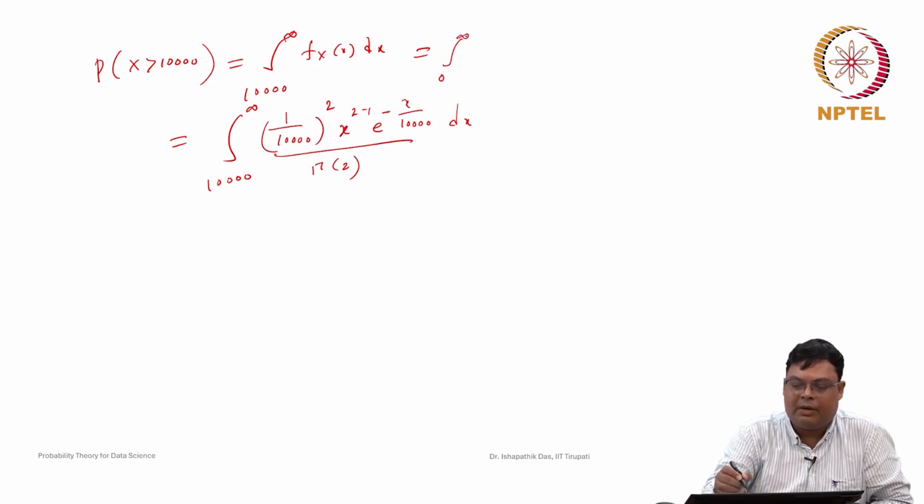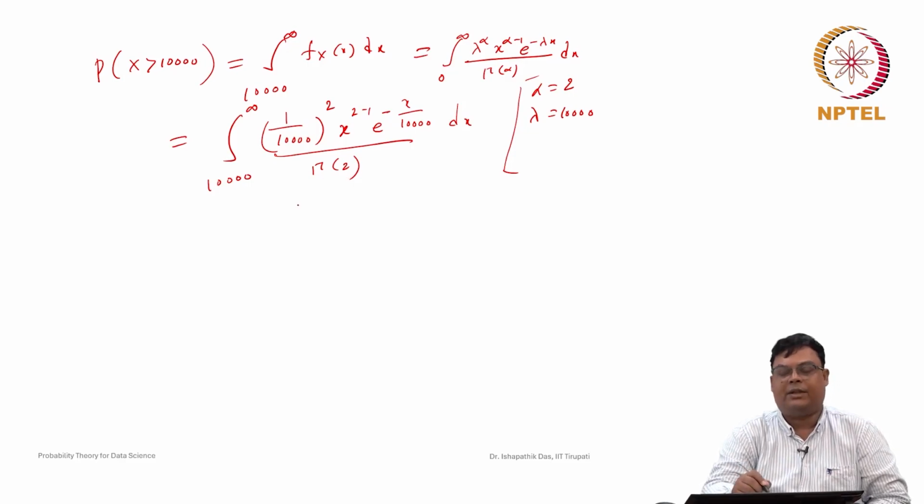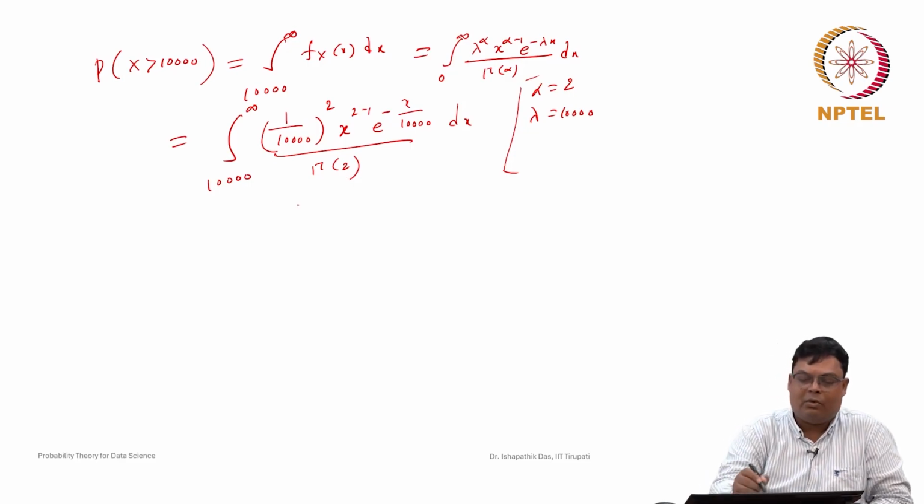Integration 0 to infinity lambda to the power alpha x to the power alpha minus 1 e to the power of minus lambda x by gamma alpha dx. So, here we put alpha is equal to 2 and lambda equal to 10,000. So, that lambda is 1 by 10,000 whole square x to the power 2 minus 1 e to the power of minus x by 10,000 by gamma 2 dx. So, now we have to do this integration.